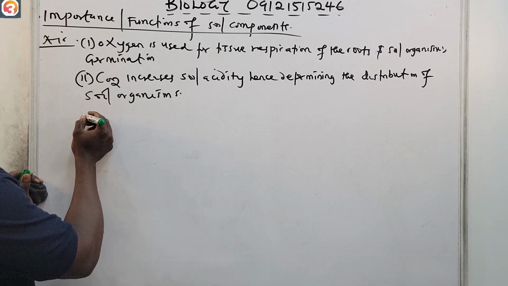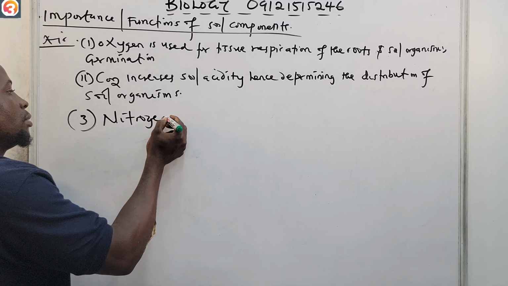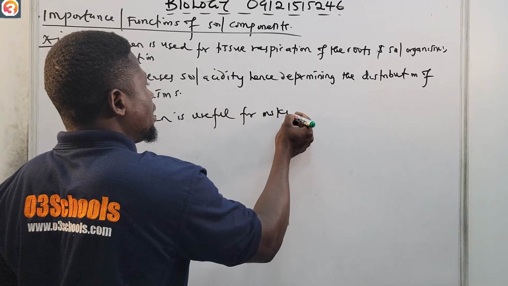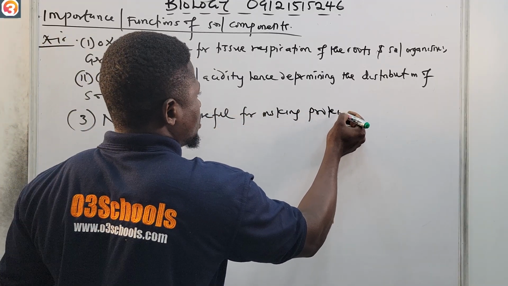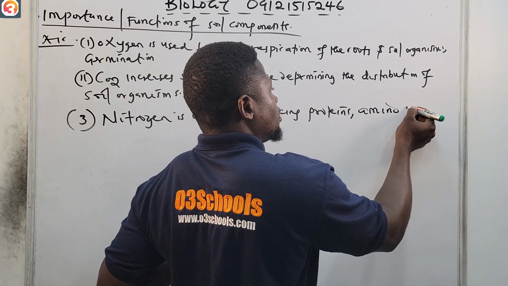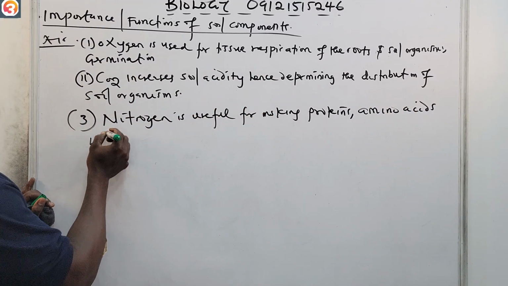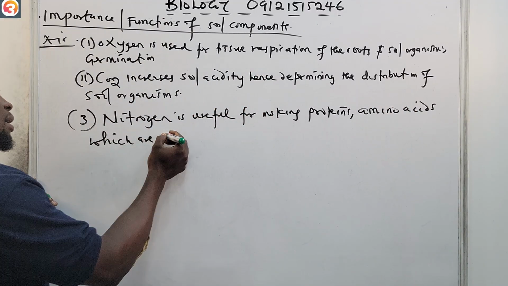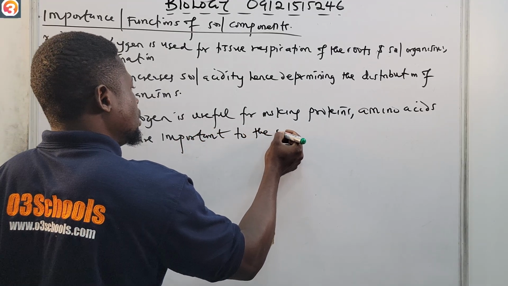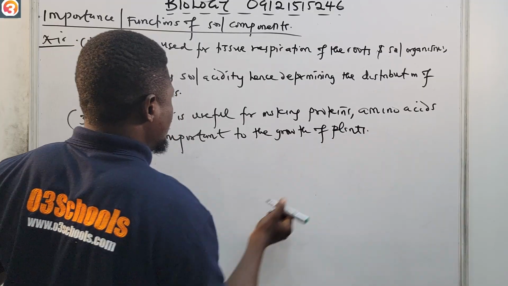Nitrogen is useful for making proteins. It is also useful for making amino acids, which are important to the growth of plants.